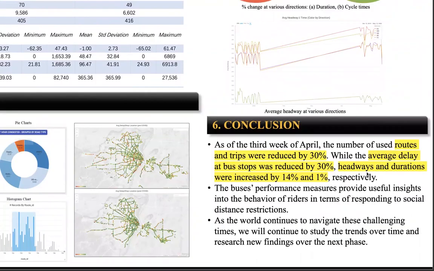Conclusion of results show that the routes and trips were reduced by 30%. However, average delay was reduced by 30%. Headways and durations were increased by 14% and 1% respectively.